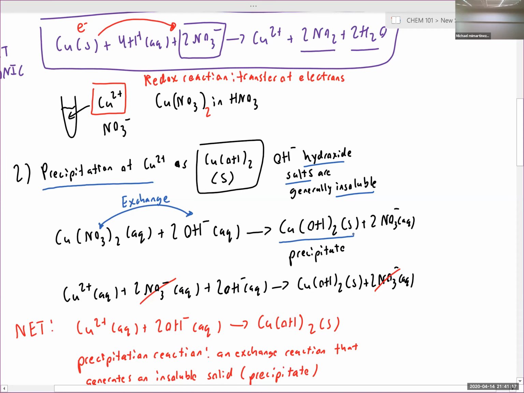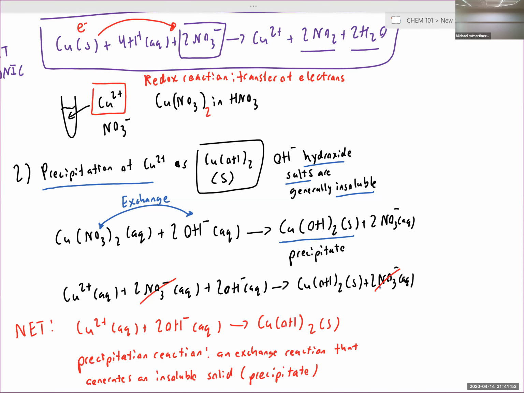Remind me, what do we call a solid insoluble species generated from a reaction? What do we call that insoluble solid that we make? What's our word for that? And you're welcome to type in chat at this time. Yep, precipitate, exactly right. So precipitate is the common phrase that we use to describe a solid generated from a chemical reaction that's insoluble in water.